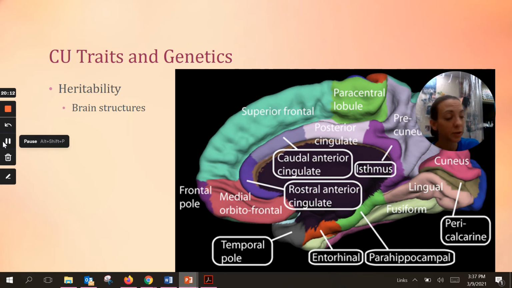And there are some brain structures that are specifically targeted when we're looking at heritability in CU traits. The left posterior cingulate and the right dorsal anterior cingulate are more heritable. The left posterior cingulate is 0.46 and the right dorsal anterior cingulate is 0.37. And there are also common genes that explain the phenotype relationship between these regions and psychopathic traits. So there is a link between these regions in the brain and that phenotype, that actual behavior that we see being exhibited.